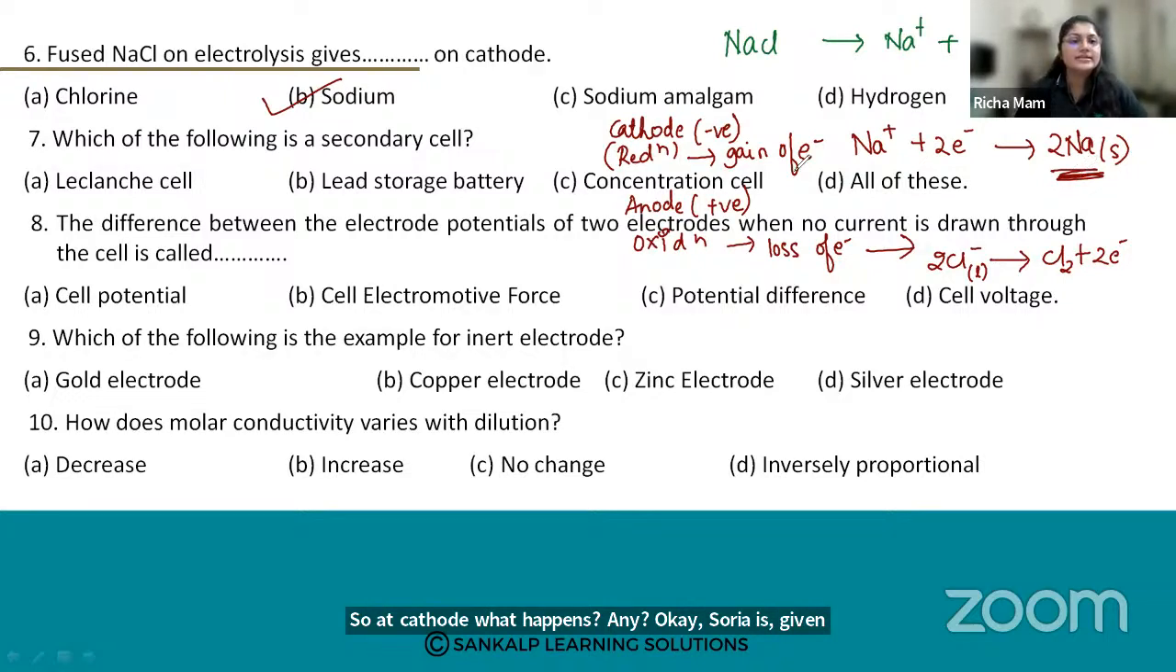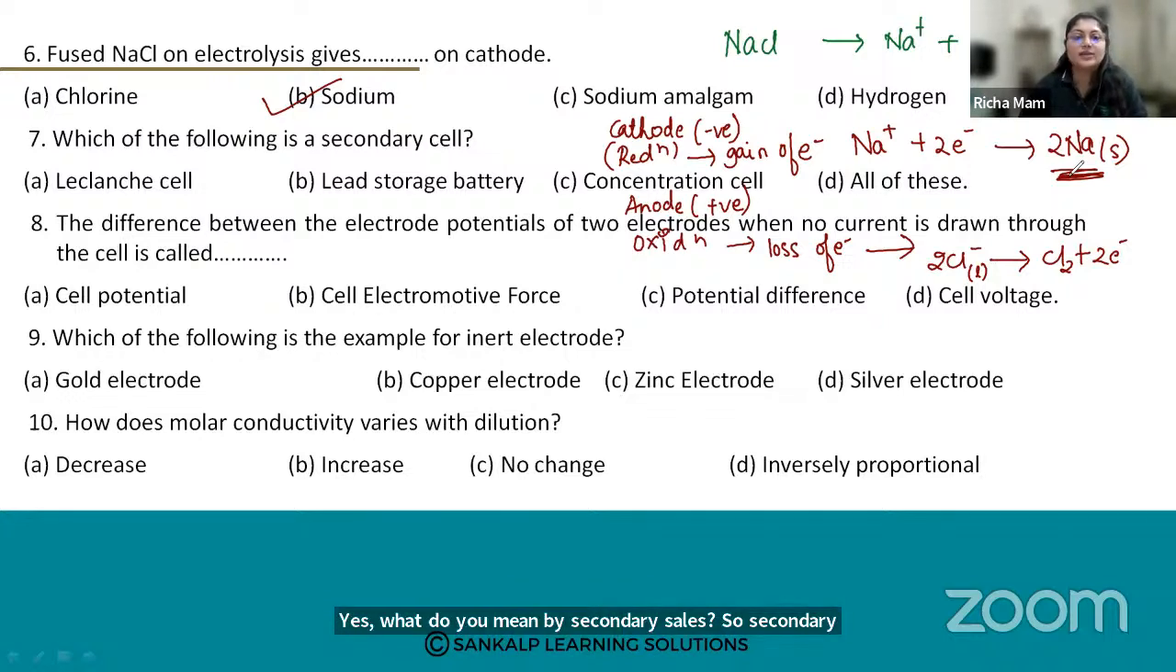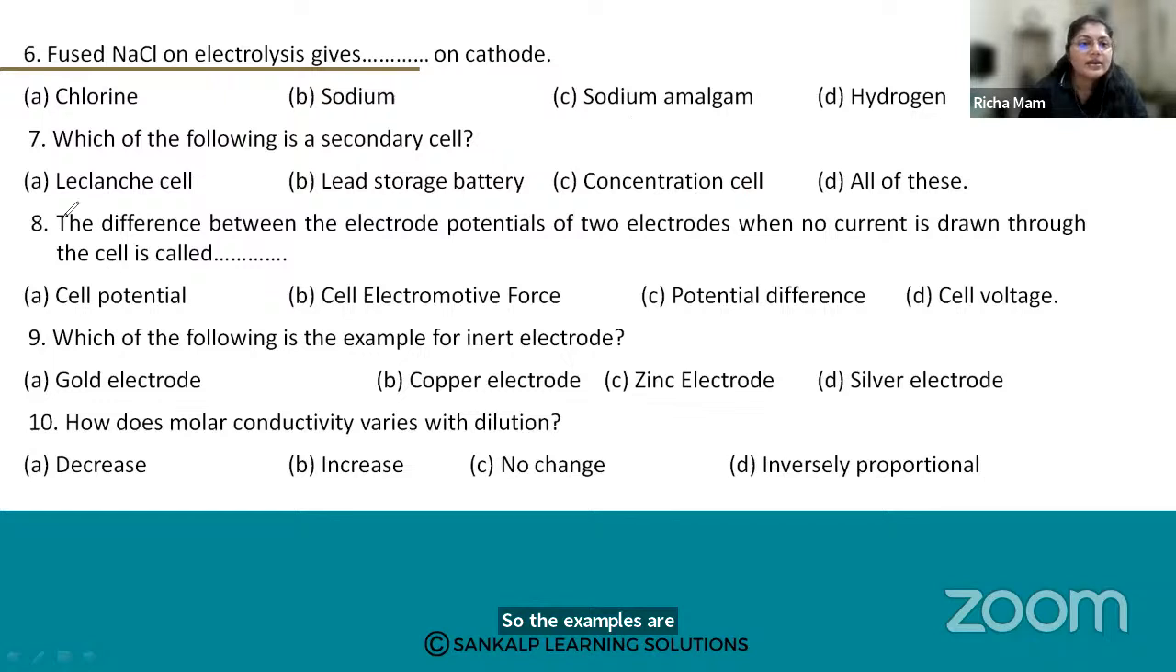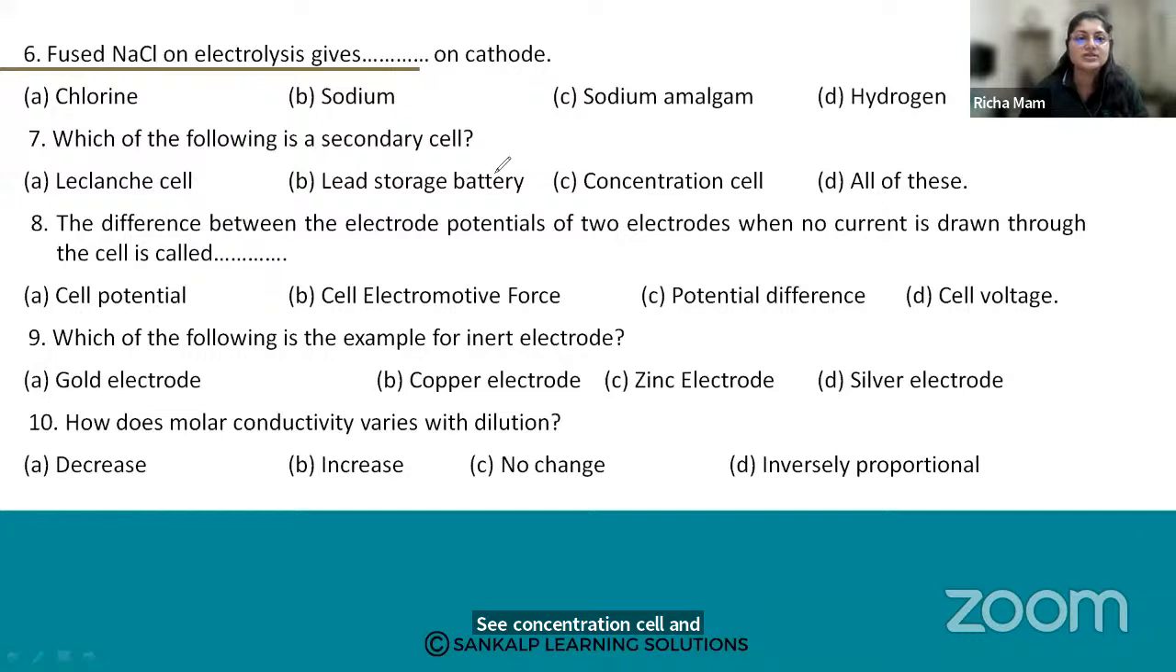The next question: which of the following is a secondary cell? What do you mean by secondary cells? Secondary cells are those cells which can be recharged and reused, right? The options are A, Leclanche cell, B, lead storage cell, battery, C, concentration cell, and D, all of these. Which is the secondary cell?